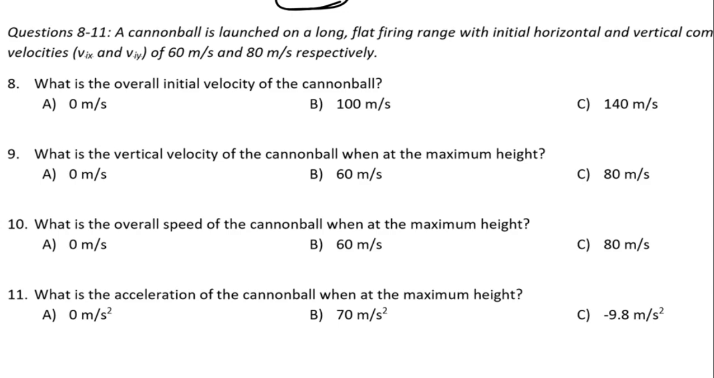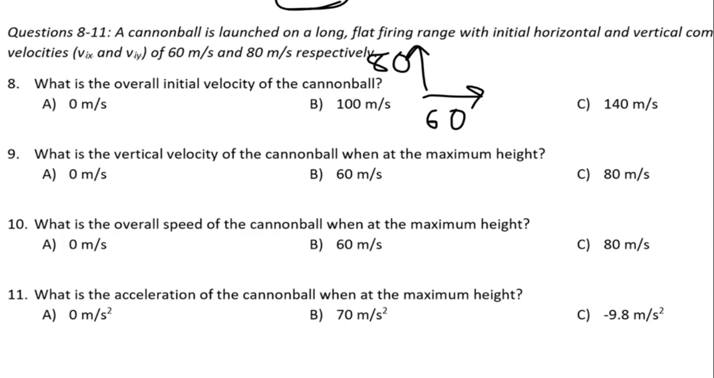Okay, what is the overall initial velocity of the cannonball? So it tells us that Vix is 60. That's this component here, that's horizontal. And the Viy is 80. That's the upward component.